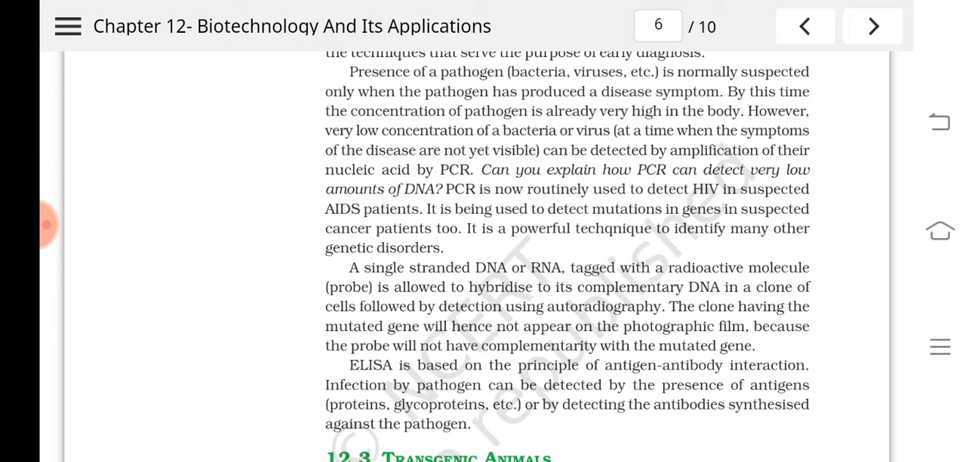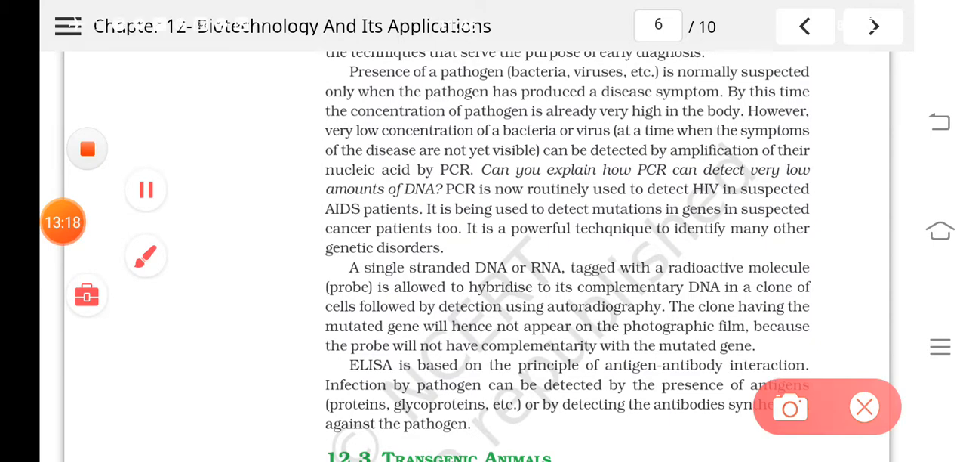They have certain mutations, and due to this they are not able to control their growth. So in this field, how is biotechnology useful? A single stranded RNA or DNA is tagged with a radioactive molecule. Understood? In that, we make a single stranded RNA or DNA in which some of the elements, the various nitrogen bases, will be made radioactive.